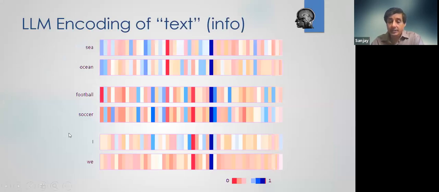This is a slide that's going to go into what Mike asked about, the encoding of information. So this is an example with text. There are 6 words on the left side here. They're small, but sea, ocean, football, soccer, I, and we. Each row here corresponds to what Mike referred to as a vector, but you can think of it as a table, a table turned sideways, right? So this is a 1-column table, and at the bottom here we have a scale.